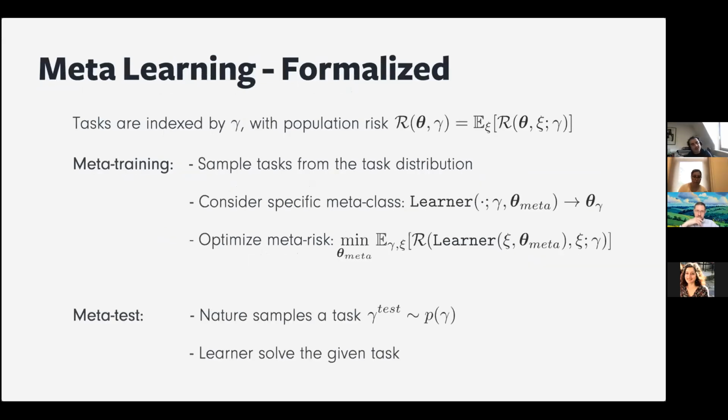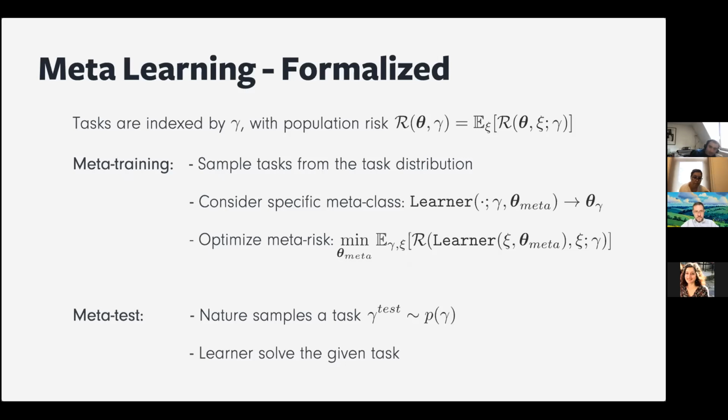So let's formalize it a little bit. Let's say you have tasks, and each task is indexed by gamma. So each gamma is a different task. Each task gives you a different risk function. And since tasks are related, the same solution parameter would apply to each of them. Here you can consider tasks as different data sets. And each task will give me a risk function.